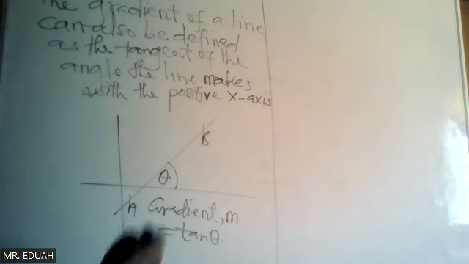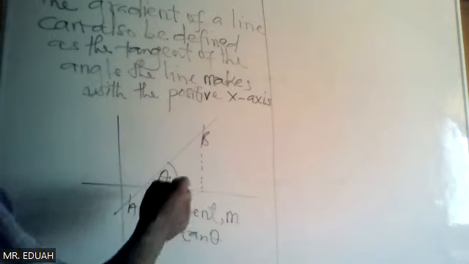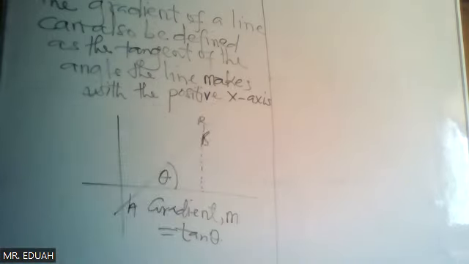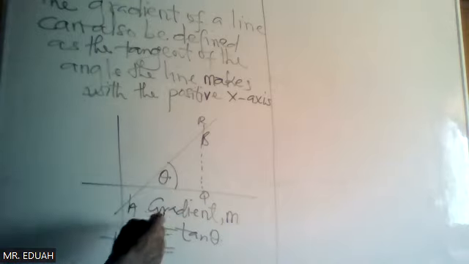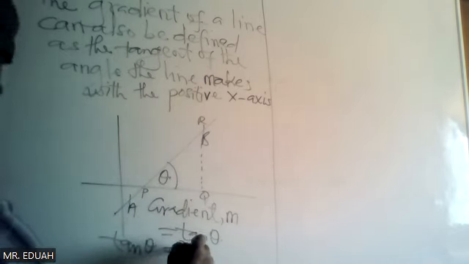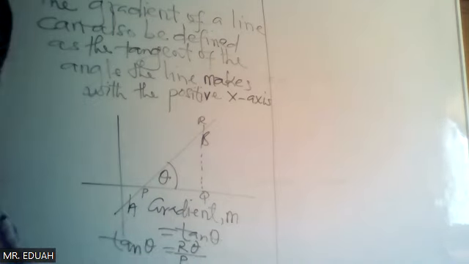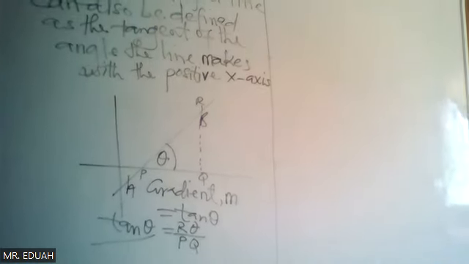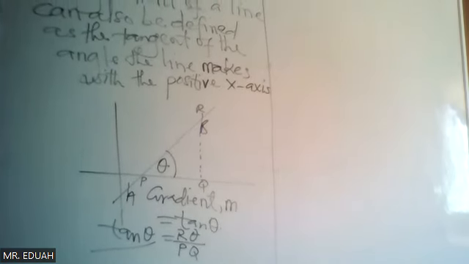In that case, if you are to use a ratio, let's say we have a line here, and let's call this one R, then we call this one Q. We can also say that tan theta is equal to, we know the formula for tan is opposite over adjacent. So if you are considering this as a right angle triangle, then this becomes the opposite, and this is the adjacent. Let's call this one P. So PQ is the adjacent. Then tan theta is equal to RQ divided by PQ, RQ over PQ, if you have to use the ratio.